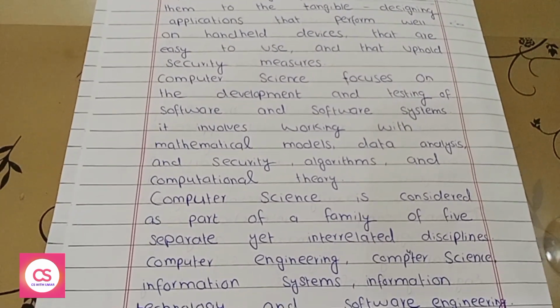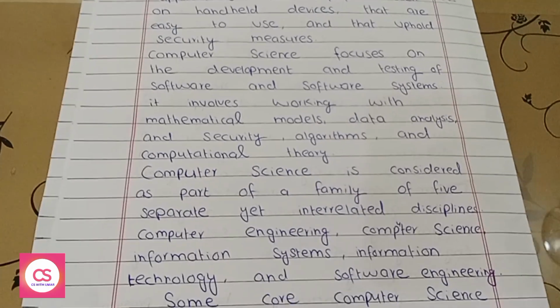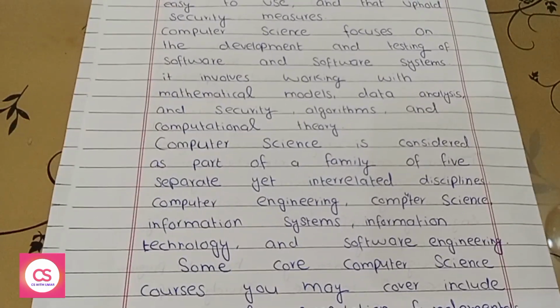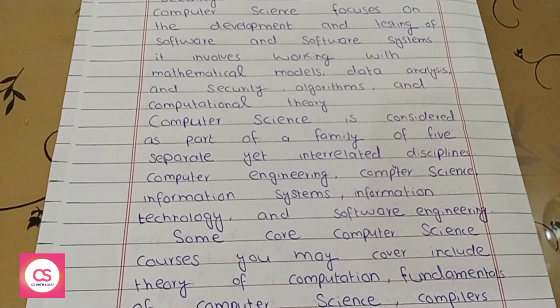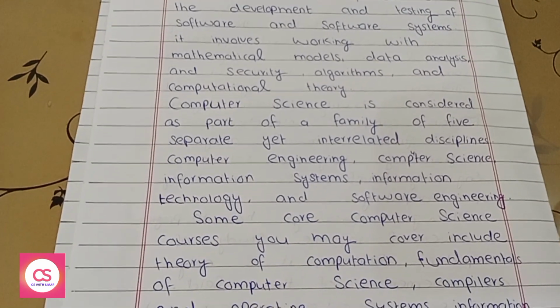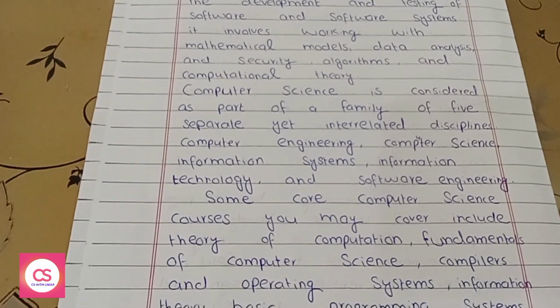Computer science is considered part of a family of five separate yet interrelated disciplines: computer engineering, computer science, information systems, information technology, and software engineering.